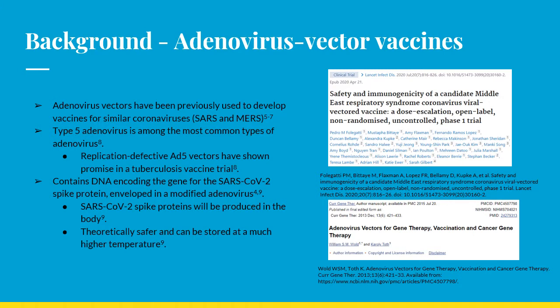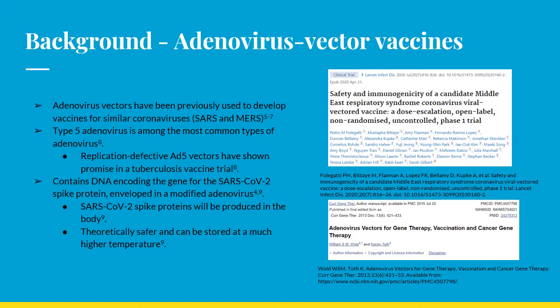Adenovirus vectors have been previously used to develop vaccines for SARS and MERS, two zoonotic coronaviruses similar to SARS-CoV-2. Type 5 adenovirus, the one used in AD5-nCoV, is among the most common types of adenovirus. Replication-defective AD5 vectors have also been previously used in a tuberculosis vaccine trial, with promising results.